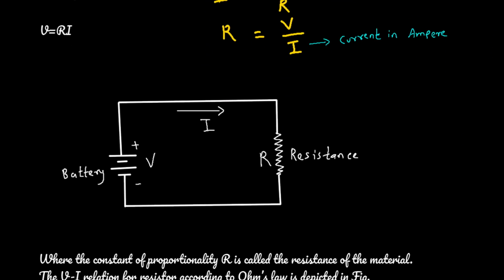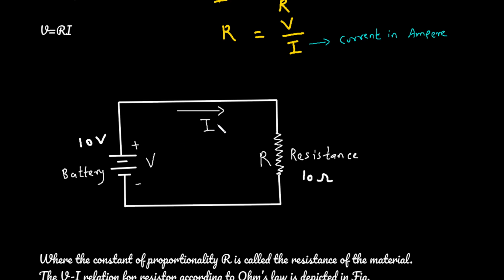Now let's understand this from a circuit. Here this is a circuit. This battery is the voltage source. This is a resistance and the current through this circuit is current capital I. Now let's say the voltage source value is 10 volt, and this resistance is of 10 ohm.